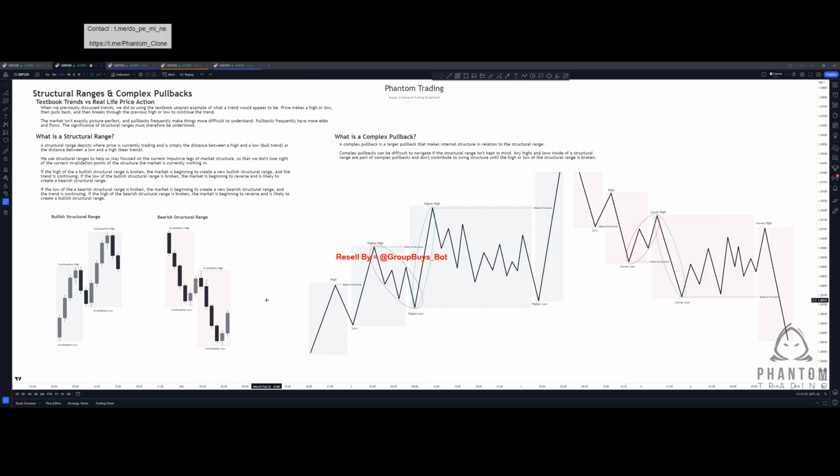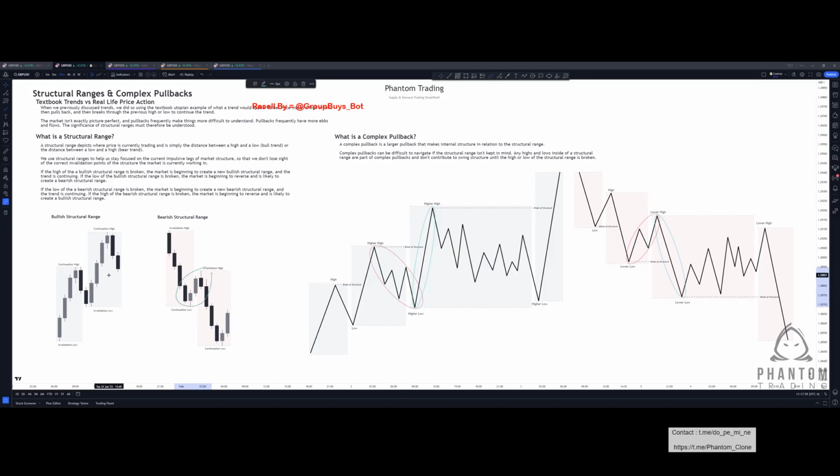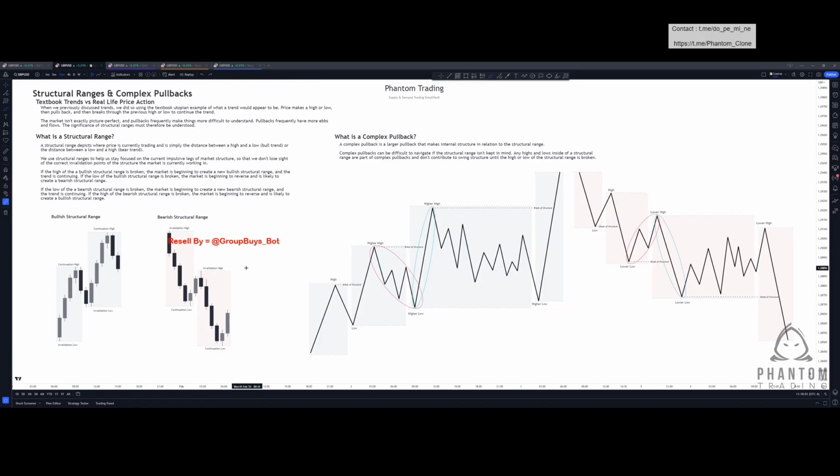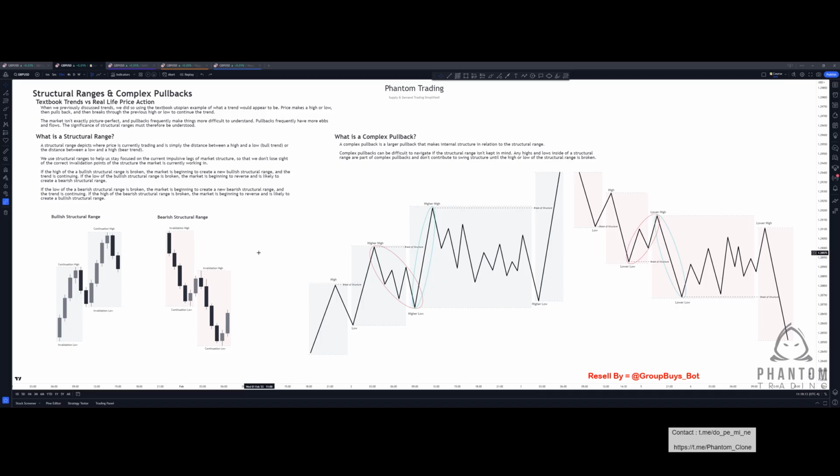So we can take it a step further and discuss complex pullbacks. As we said up until this point, the pullback phases that we've been referring to have been pretty simple in nature, a couple candles counter to the actual trend. But the market, like I stated, is not quite that utopian, and the pullback phases can catch us off guard if we're not paying attention.